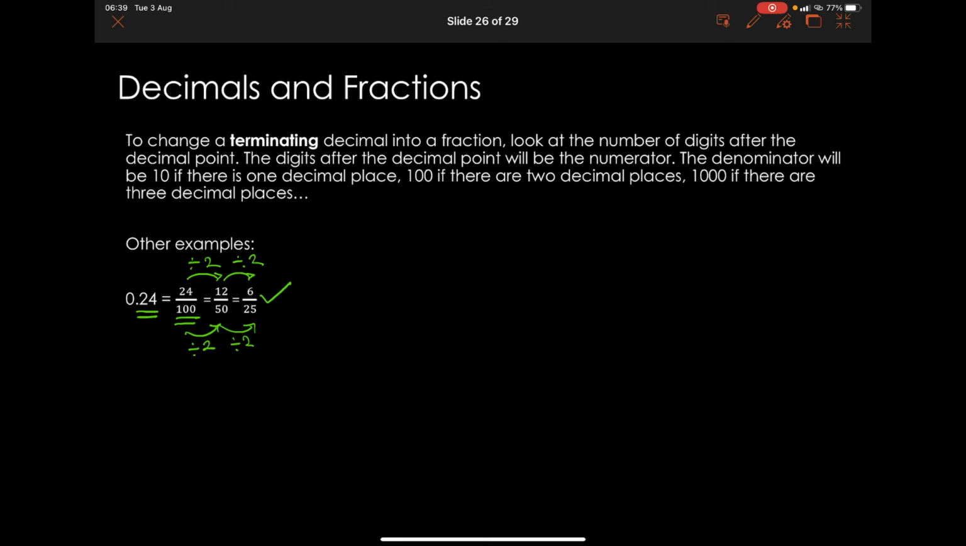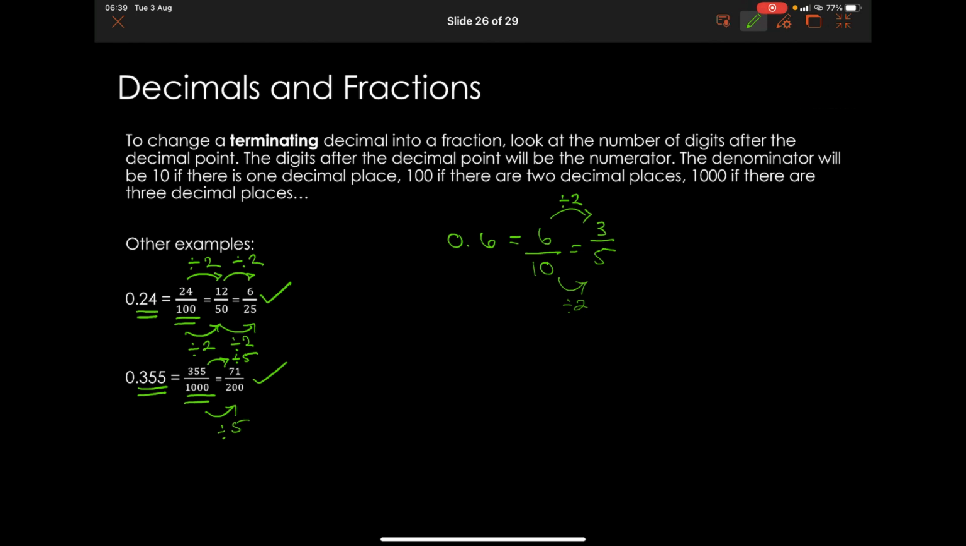Now, another example, 0.355. This is a 3-digit decimal, so it goes over 1,000. Remember again, if it was just a 1-digit decimal, we'd put it over 10. But we'd have to cancel down. I can divide by 2 here. 3 over 5. So going back to the 3-digit decimal, we put it over 1,000, and then here I've just divided by 5 to give me the lowest number I can get, 71 over 200.